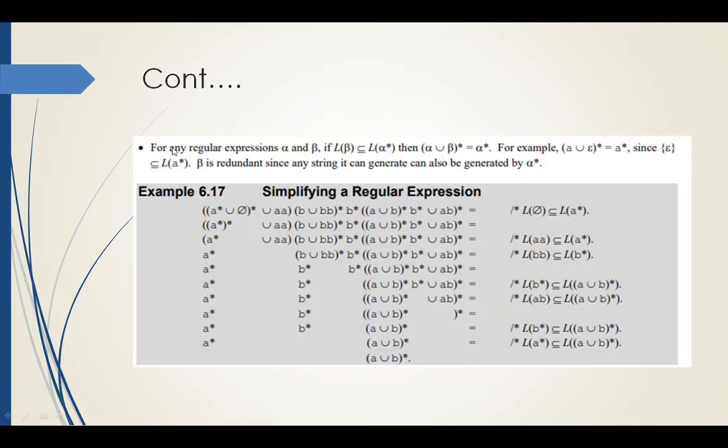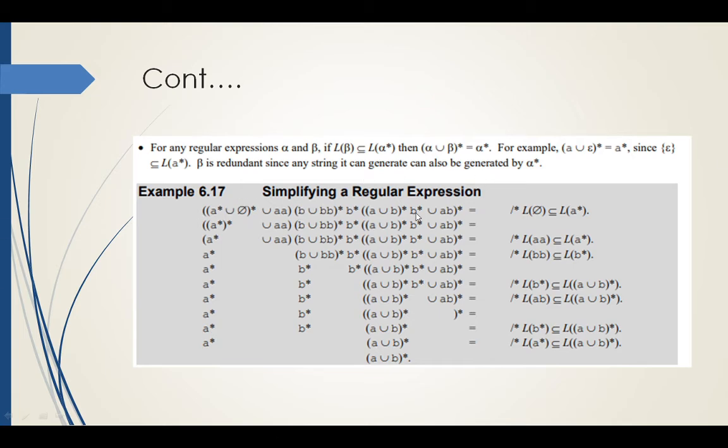Next, for any regular expressions alpha and beta, if the language of beta is a subset of the language of alpha star, then we write (alpha union beta) star equal to alpha star. For example, (A union epsilon) star: epsilon is a subset of A star, so directly we can write A star here, since epsilon is a subset of the language of A star.